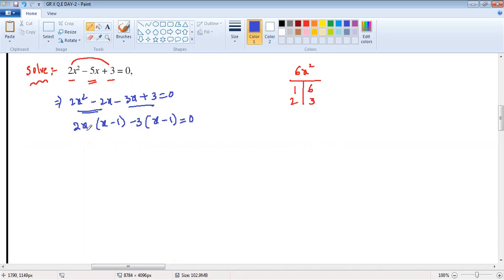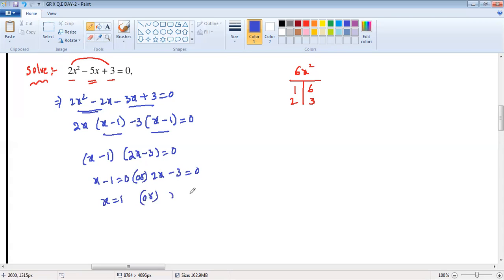Once again you check it: 2x into x, 2x square, 2x into minus 1, minus 2x, and minus 3 into x, minus 3x, minus 3 into minus 1, plus 3. And in both, x minus 1 is common, so take out x minus 1. When you take it out, what you will get is 2x minus 3 equal to 0. So separately you make each equal to 0: x minus 1 is equal to 0, or 2x minus 3 is equal to 0. Then x equal to 1 or x equal to 3 by 2.